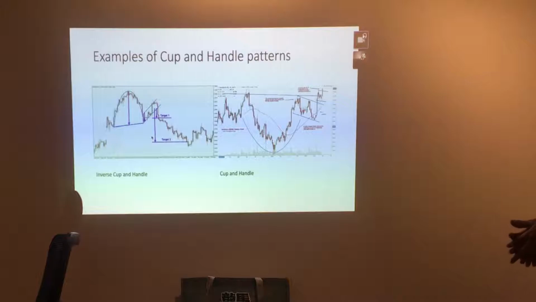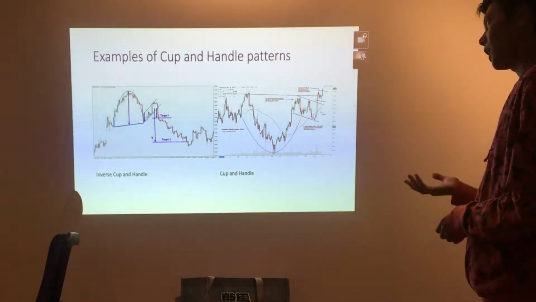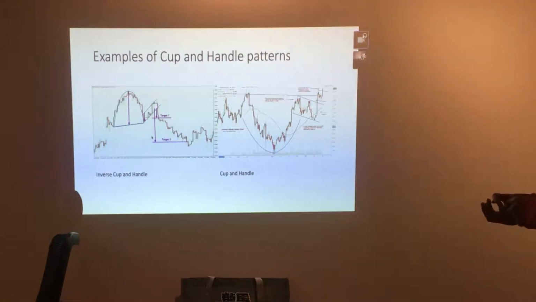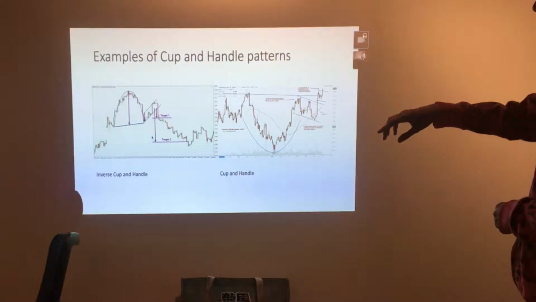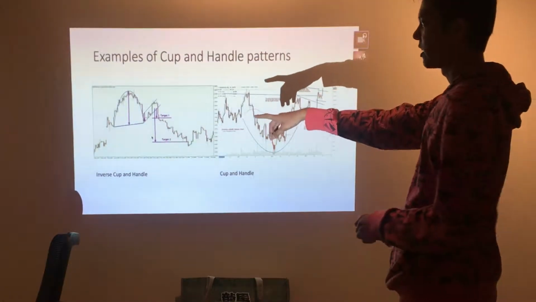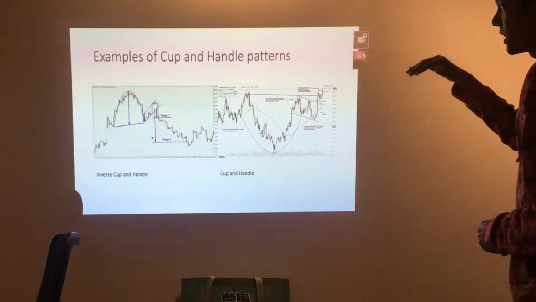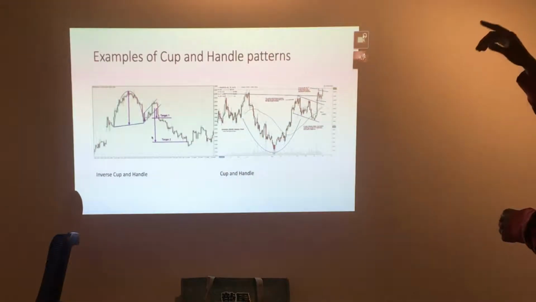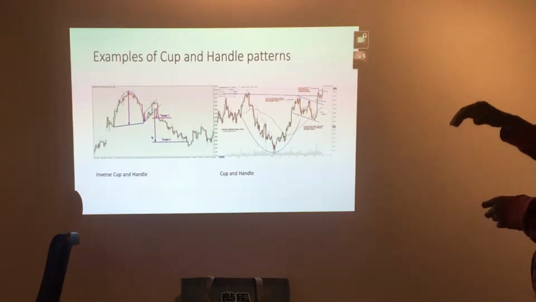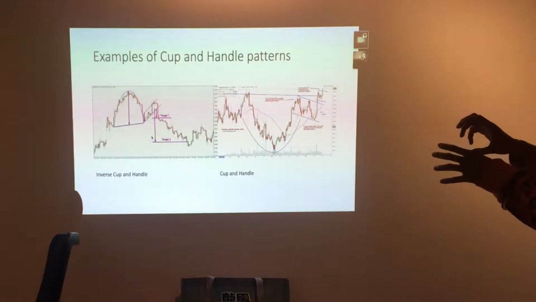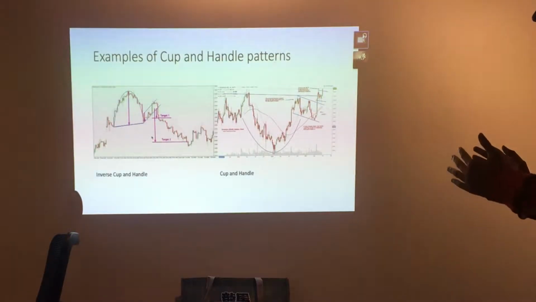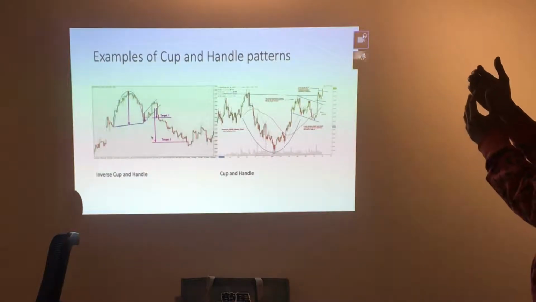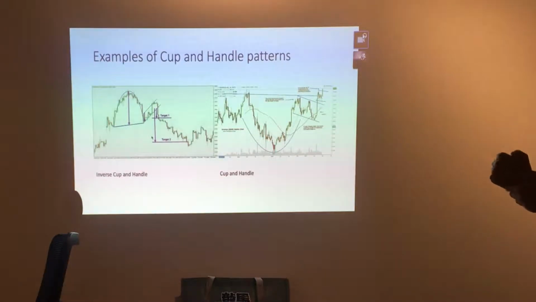So these are two examples of the inverse cup and handle and the cup and handle pattern. I think you can see clearly a formation on the left side for the inverse cup and handle, forming a very nice bell curve outwards. So when it drops, it will showcase a handle, or a channel rather. From that channel onwards, when the breakout happens below the channel, then the target can be set.